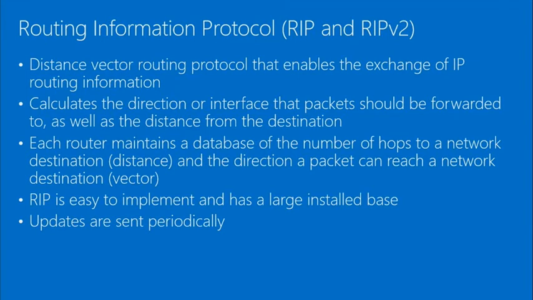RIP, Routing Information Protocol. It's a distance vector protocol, so basically deals with distance and direction. That enables the exchange of IP routing information. The direction or interface that a packet should be forwarded to is calculated, as well as the distance. Each router maintains its own database of the number of hops to a network destination and the direction, so the distance vector. The nice thing about RIP is it's easy to implement. Typically, on most routers you can implement this by default, and it has a pretty large install base. One of the issues that we talked about is the fact that updates are sent periodically, so it's chatty.